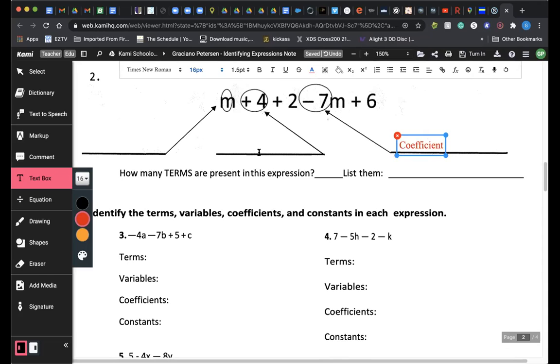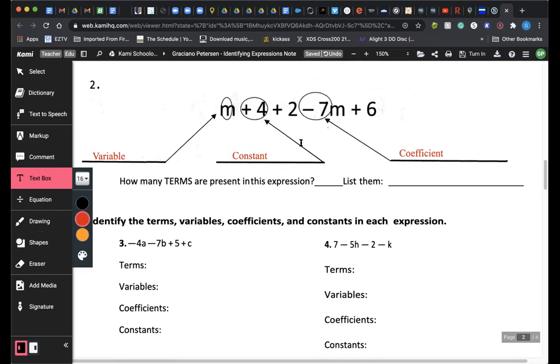And the variable. Is it -7m? So -7 is your coefficient. Your variable is just the letter, which is m. Good. And so that leaves 4 as my constant. This is a number that does not include a variable, so it's a constant. So 4 is an example of a constant, 2 is a constant, and 6 is also an example of a constant.